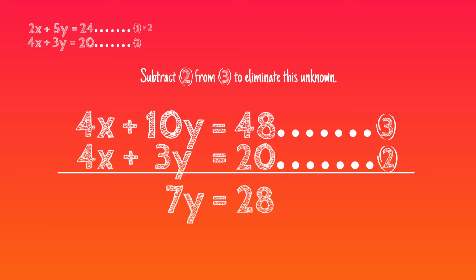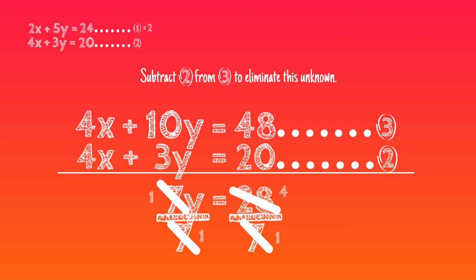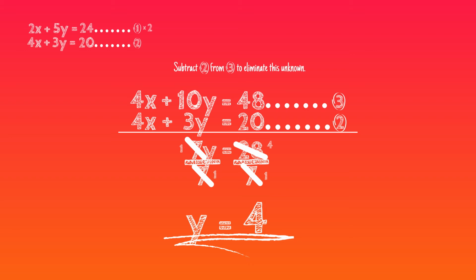To solve for y, we divide 7y by the coefficient of y, which is 7. And we also divide 28 by 7. 7 into 7, 1. 7 into 28, 4. So y is equal to 4.